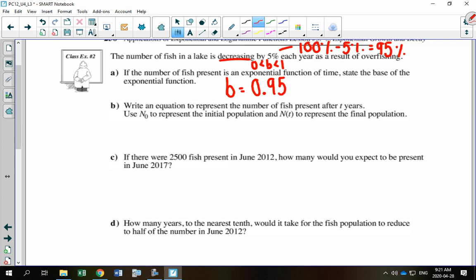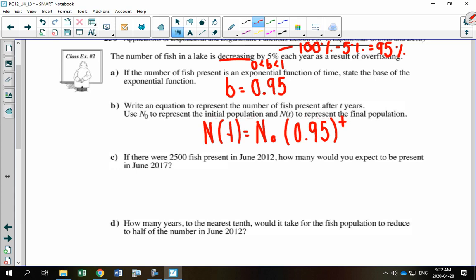Part B: write an equation to represent the number of fish present after t years, if N0 is used to represent initial population and N of t to represent final. So just the equation. Final amount N of t is equal to our initial times our base, which we just found, 0.95 to the power of time in years.